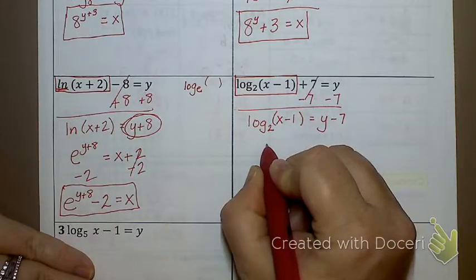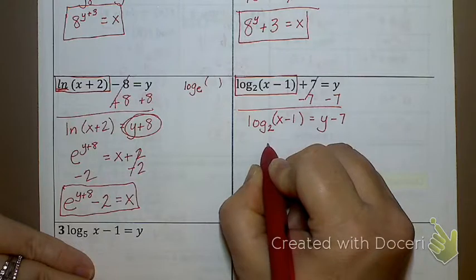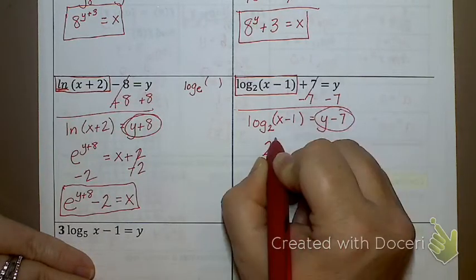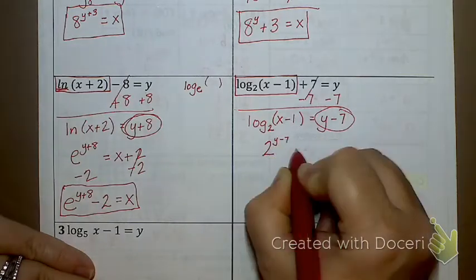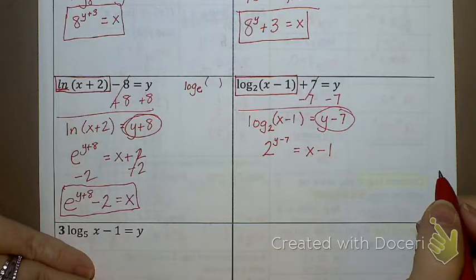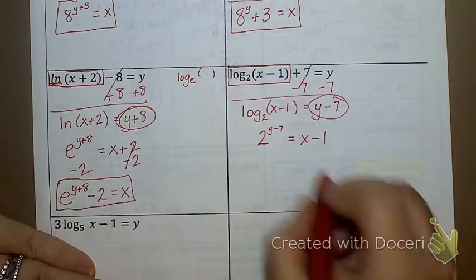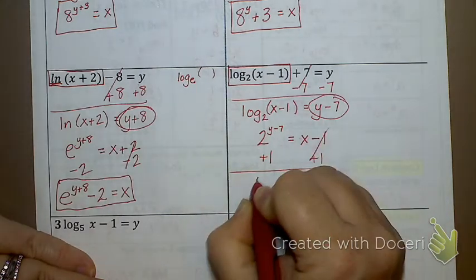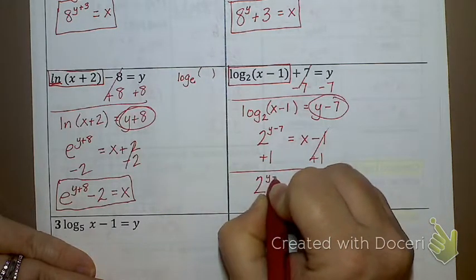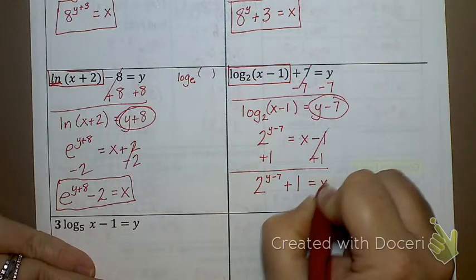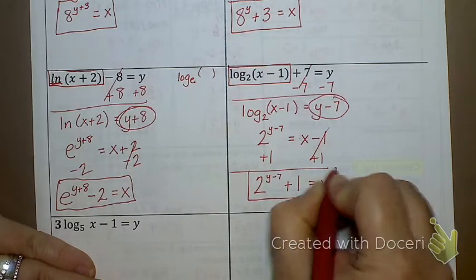So what do I do now? Go to exponential form. What's my base? What's my exponent? That whole thing right there. 2 to the y minus 7 equals x minus 1. Is x by itself? No. Add 1. So I get 2 to the y minus 7, plus 1, equals x. Questions there?